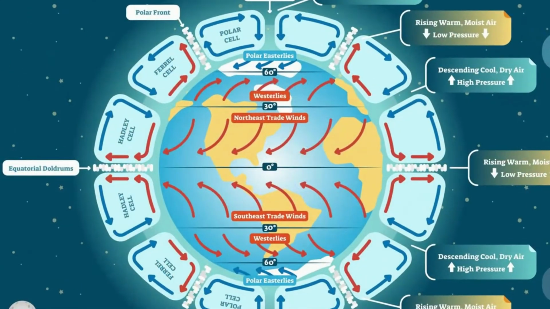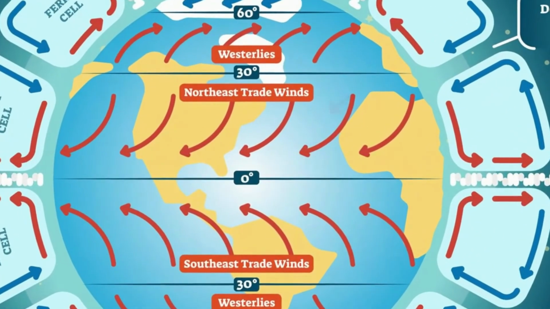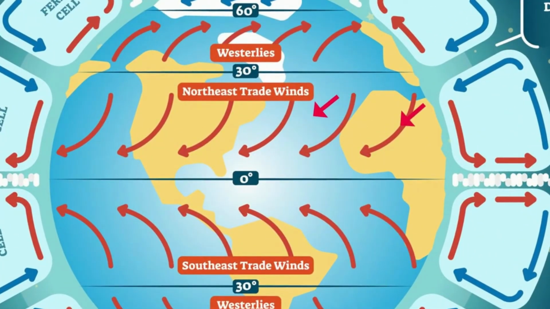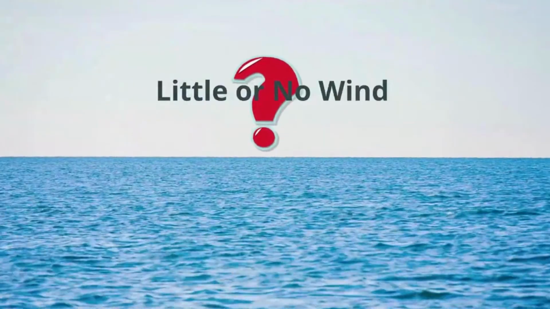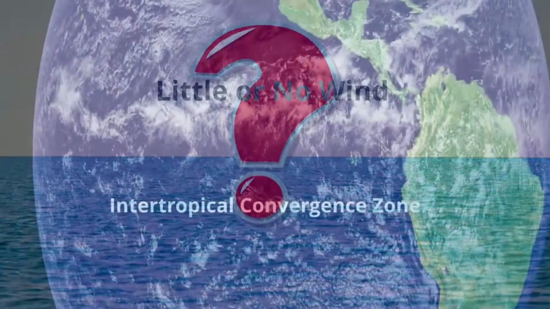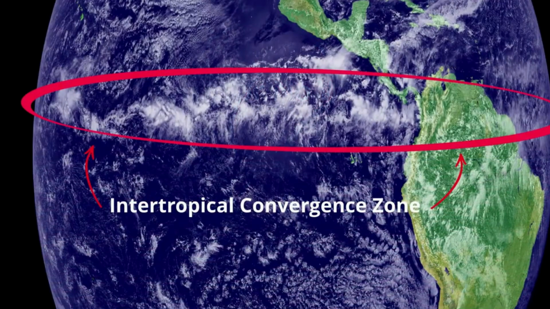The trade winds will move from the high pressure area of 30 degrees towards the equator, which has low pressure, also called the tropical easterlies because they blow from east to west. Are there areas with little wind? The doldrums, also called the intertropical convergence zone, are such a place.